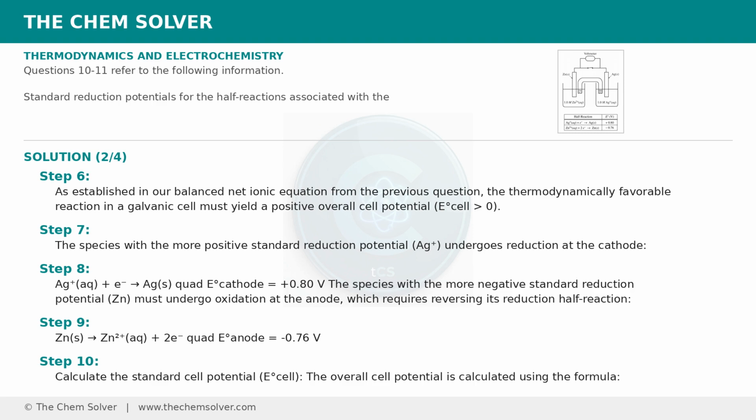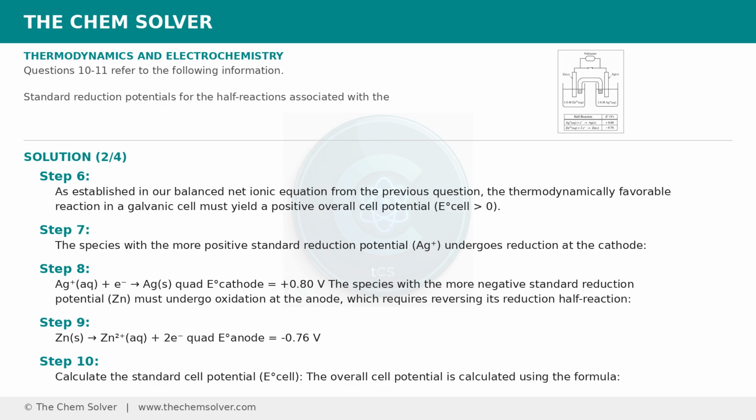Ag⁺ + e⁻ → Ag, E° cathode = +0.80 V. The species with the more negative standard reduction potential, Zn, must undergo oxidation at the anode, which requires reversing its reduction half reaction. Zn → Zn²⁺ + 2e⁻, E° anode = −0.76 V.